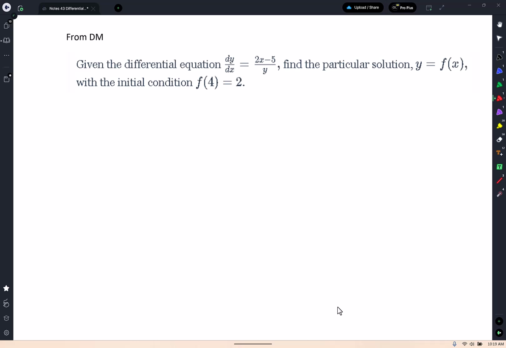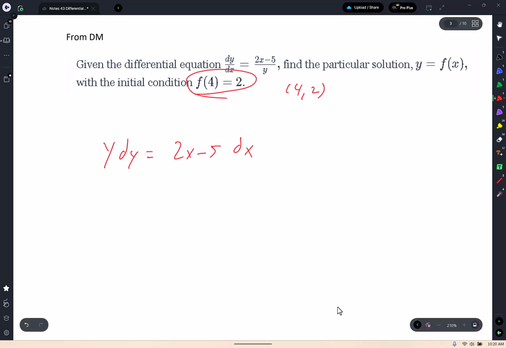Given the differential equation dy/dx equals 2x minus 5 over y, find the particular solution y equals f of x, with the initial condition f of 4 equals 2. All right, this is the same thing as just saying 4 comma 2. Multiply by y, multiply by dx. So here's what you're going to have. y dy equals 2x minus 5 dx. You don't have to put the parentheses, but if you're one of those who needs to have it, that's fine. Put the parentheses. The dx just indicates that's the end when you're going to do the antiderivative.